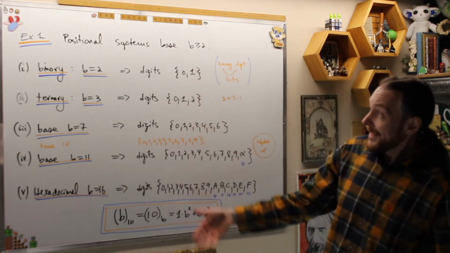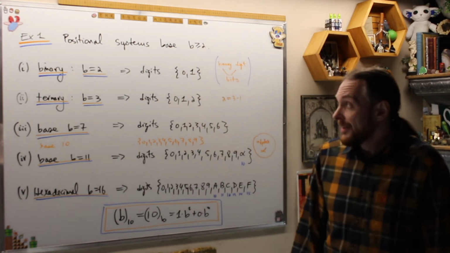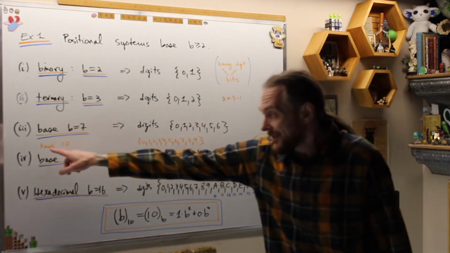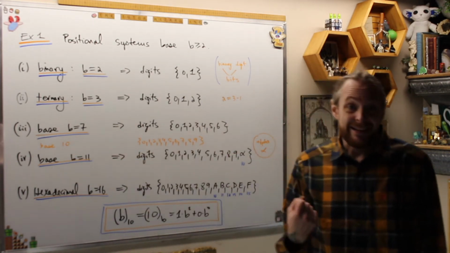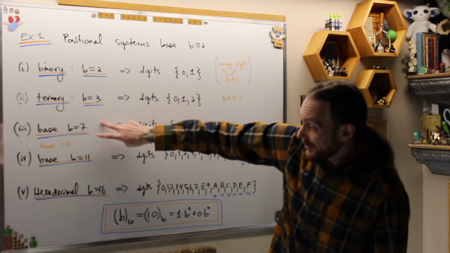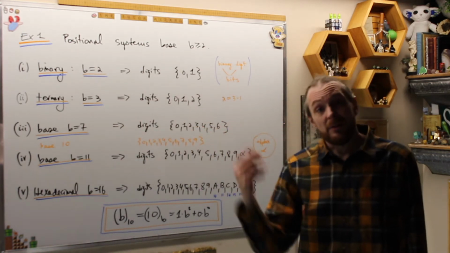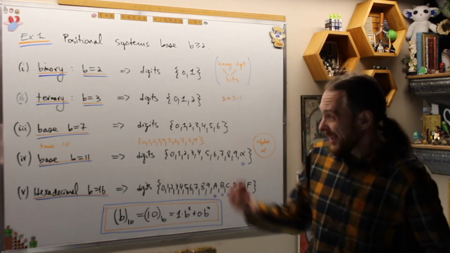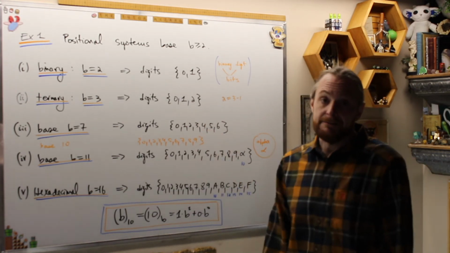So these are examples of positional systems. Computers like to use base 2 and base 16. Our species, for the most part, likes to use base 10. And in this class, we're going to use base 7 and base 11 to do arithmetic and see how these things work. Let's get to, first of all, how do we convert back and forth between the bases?